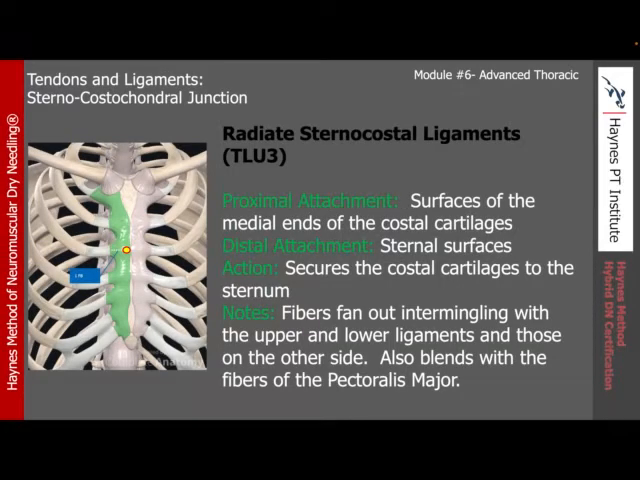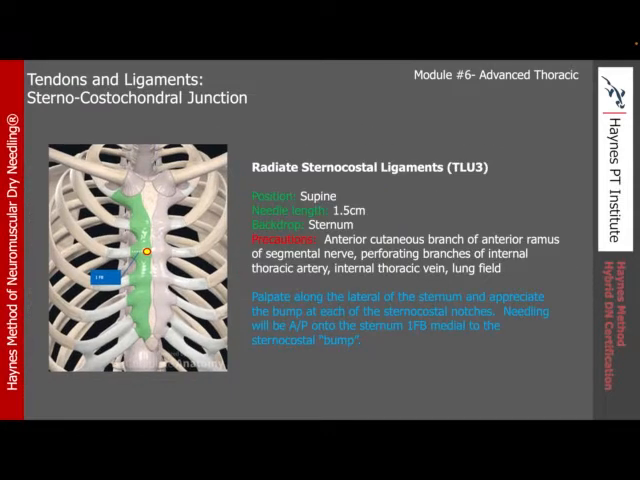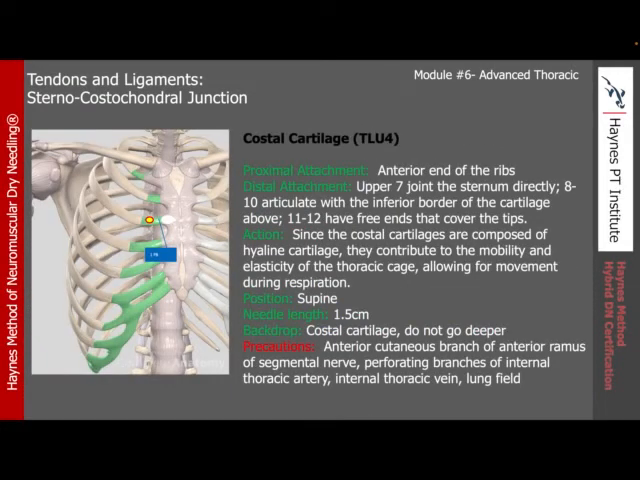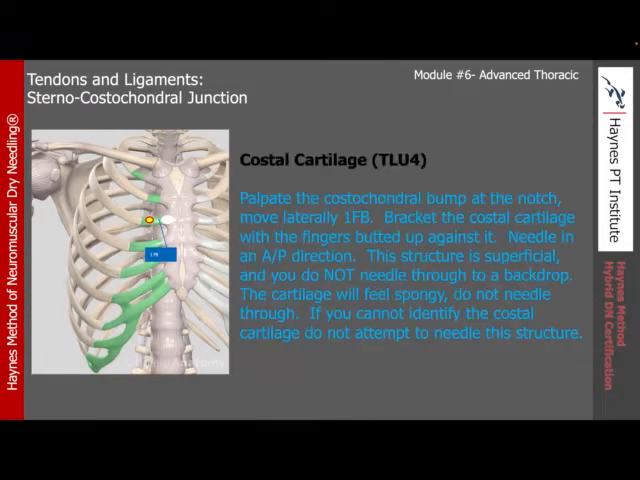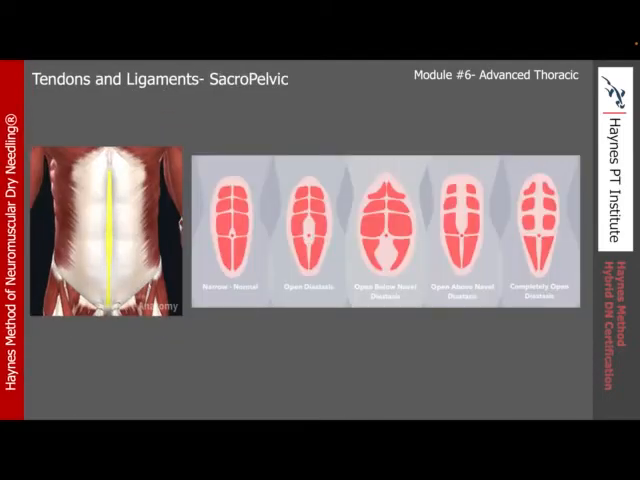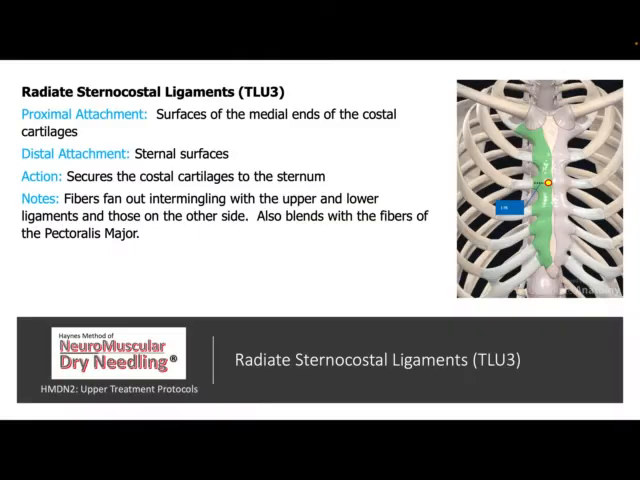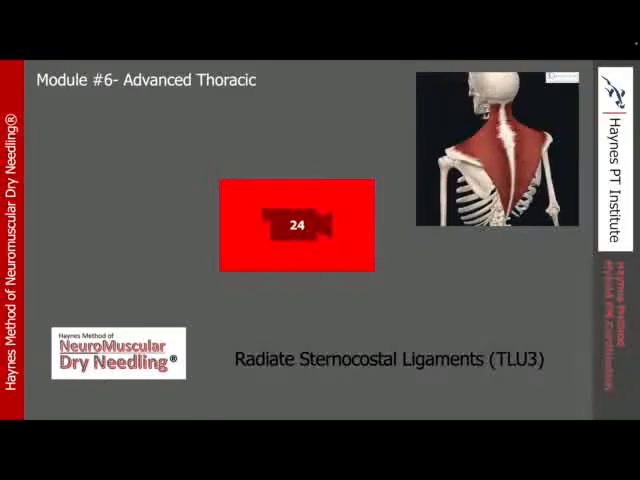And this information is all available. We will go through this, and if it doesn't include this in our 3D approach, then I'll come back to this. But first is going to be the radiate sternocostal ligaments. And then our costal cartilage. Okay, here we go to our treatment piece. So first, the radiate sternocostal ligaments.